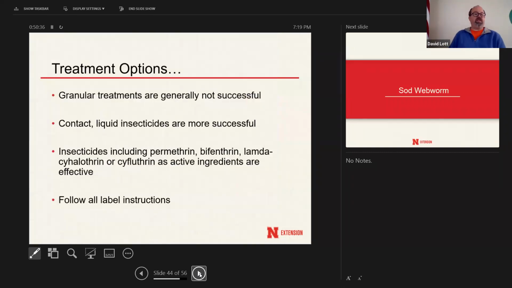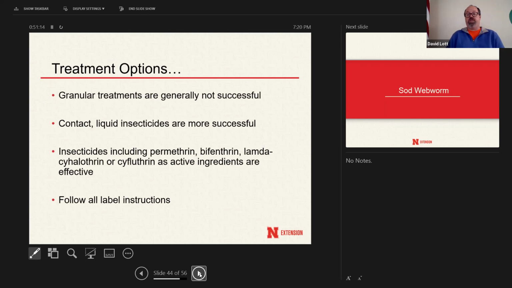Granular treatments are not the choice for chinch bugs. That's not very effective. Liquid insecticides are much more effective on chinch bugs, so that's one where you really need to think about using liquid if you have them. There's a whole bunch of insecticides that can be used, but it has to include one of these active ingredients: permethrin, bifenthrin, lambda-cyhalothrin, or cyfluthrin are active ingredients that are effective for controlling chinch bugs.